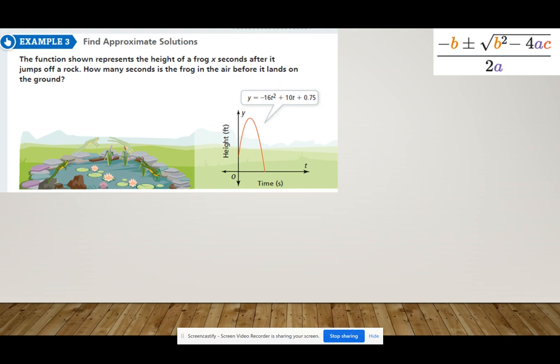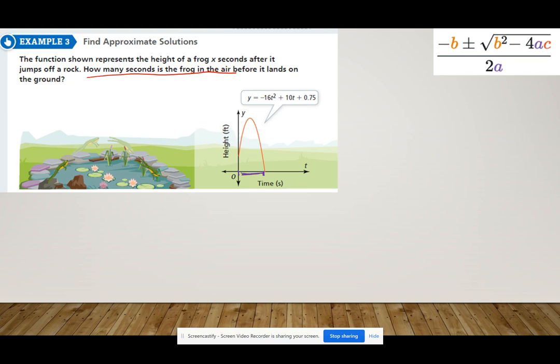Okay, example 3 is a real-life application problem. In this case, we have the height of a frog after X number of seconds as it jumps off a rock. What is asking us is how many seconds is the frog in the air before it lands on the ground? So we're trying to figure out time-wise how long it took the frog to jump from 0 to where it landed. So that's what we're trying to find. We're trying to find the time in seconds.